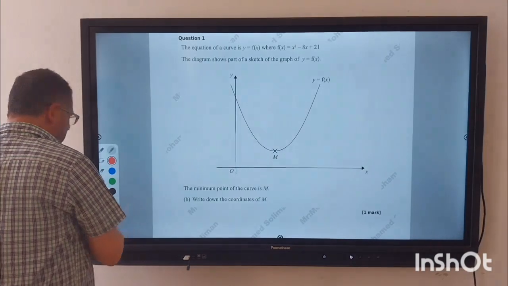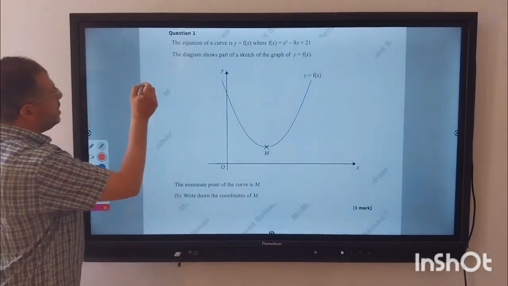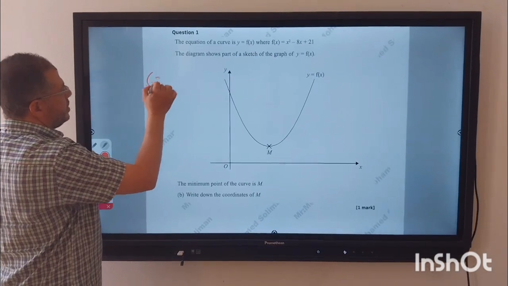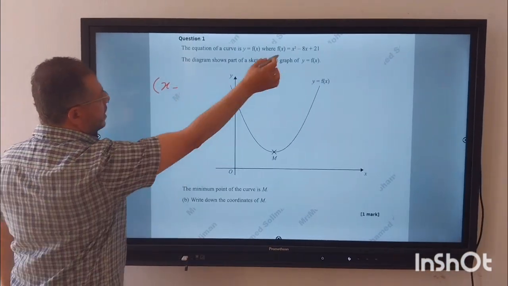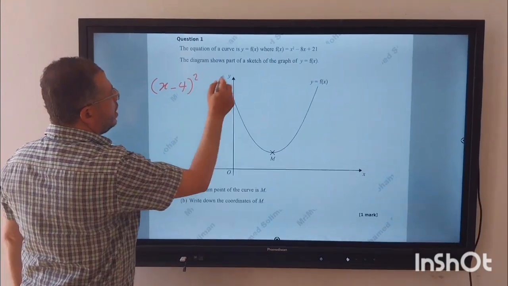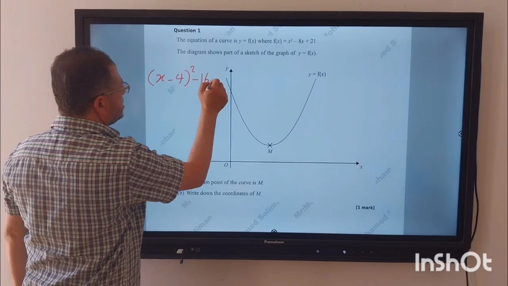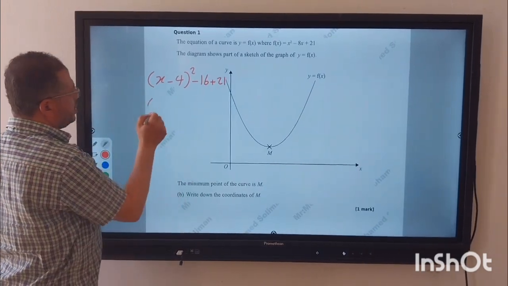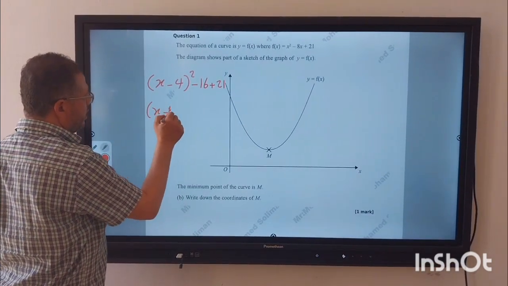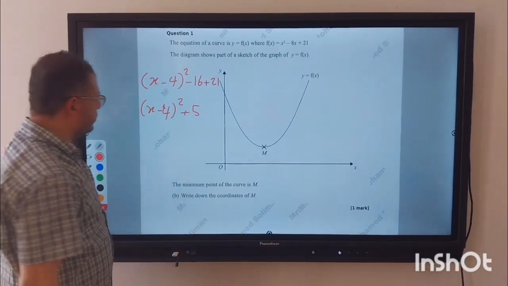Before, we have here what? The completing square. We will revise quickly. The completed square form that we have is x minus, here it's divided by 2, it will be 4, squared, minus 16 plus 21. So here, x minus 4, squared, plus 5.